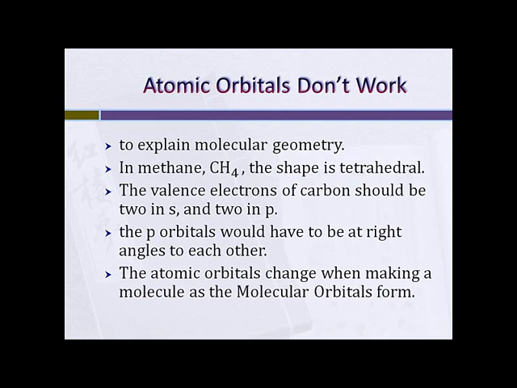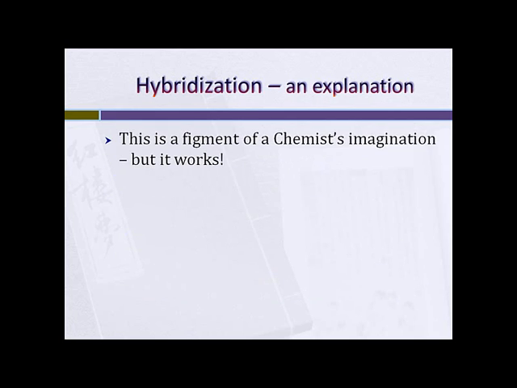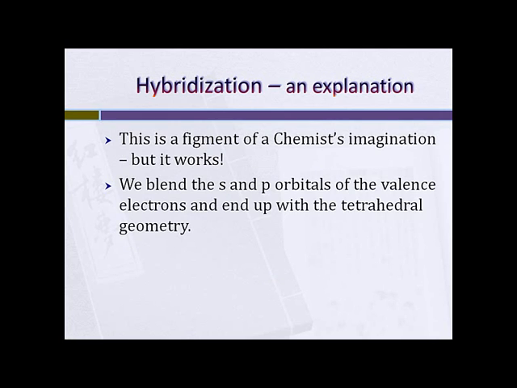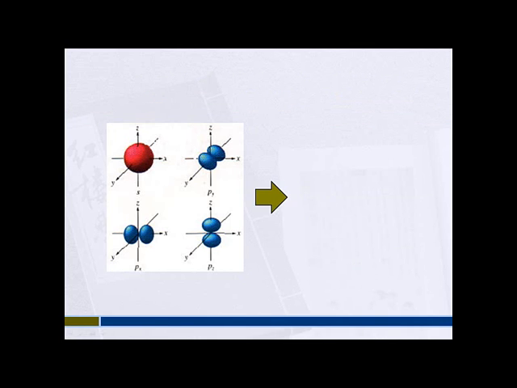Well, because the atomic orbitals change when making a molecule as the molecular orbitals form, we can sort of explain it. Sort of, because we use what's basically an invention of some chemists. It works. We blend the s and p orbitals of the valence electrons and end up with the tetrahedral geometry. What you do is you take 1 s and you take 3 p's, and it's almost like you throw them in the blender and spit out 4 sp3 hybrid orbitals.